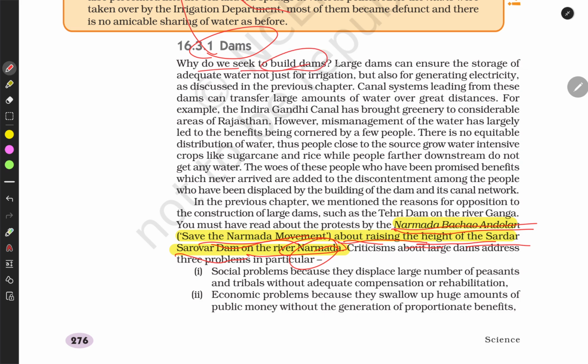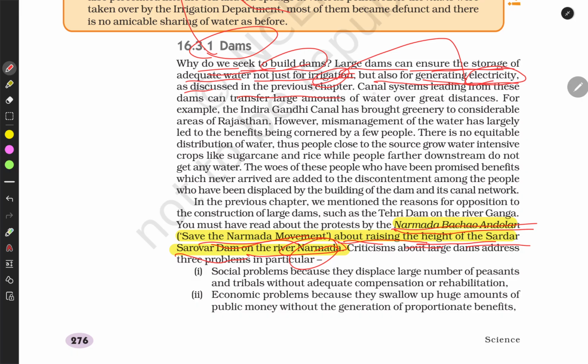Why do we seek to build dams? Why do we need dams to be built? Large dams can ensure the storage of adequate water, not just for irrigation but also for generating electricity. As we discussed in the previous chapter, those dams which fulfill both purposes of irrigation and generation of electricity are called multi-purpose dams.